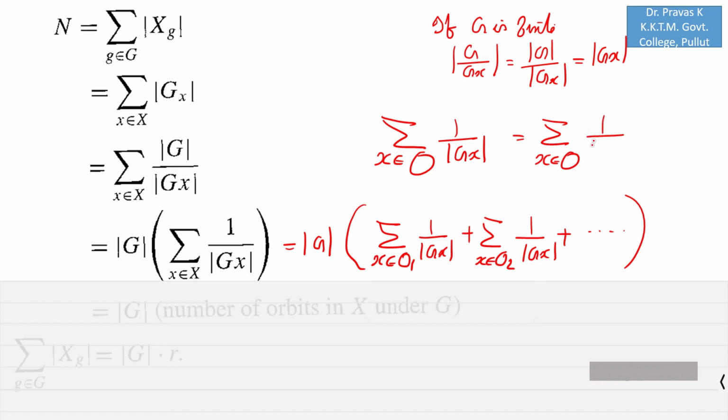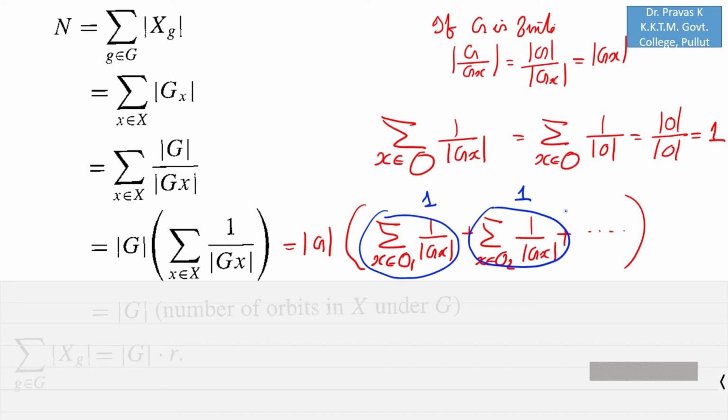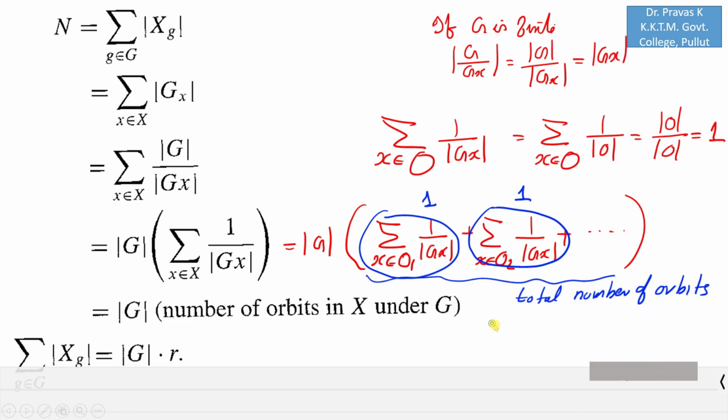Now how many times do you need to perform this sum? You need to perform it order of O times, that is the number of elements in the orbit. So this becomes order of O over order of O, which is equal to 1. So corresponding to each such sum for an orbit, you will get the sum as 1. So the total sum becomes the total number of orbits, and hence you get this is equal to order of G times the number of orbits in X under G. Thus we have completed the proof of Burnside's formula, and there are a number of combinatorial problems waiting for us, and we will do it in the next class. Thank you.